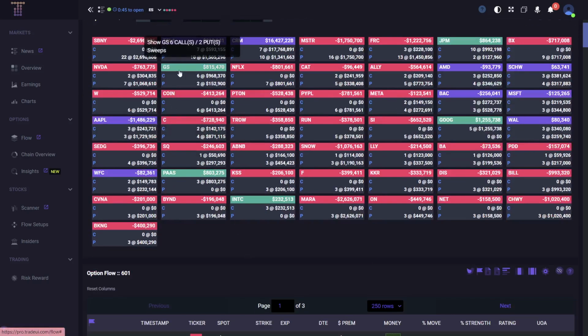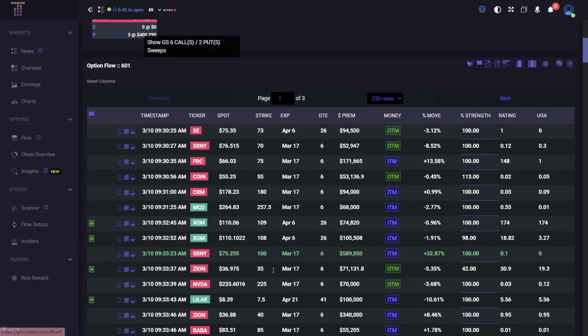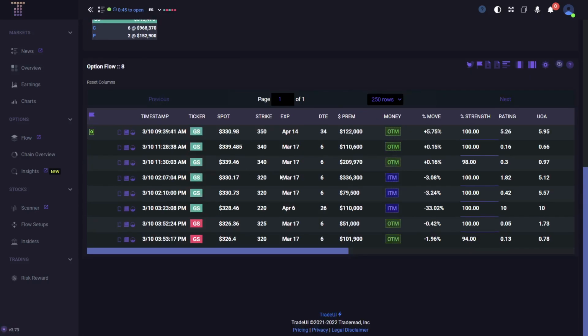When you click on it right here, it'll load this data in a second. There it is. All right, so we have a lot of 34 and 6 TTE, so this is definitely a shorter term trade right here, so be a little more cognizant of that. However, I do see a nice contract right here for 34 days till expiration, so let's see if we can figure out what this trader was looking at.